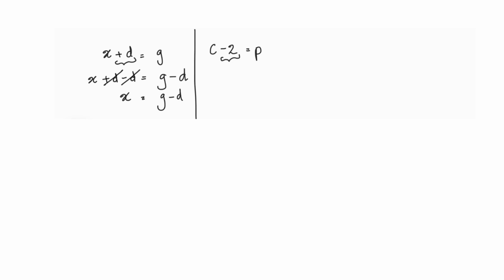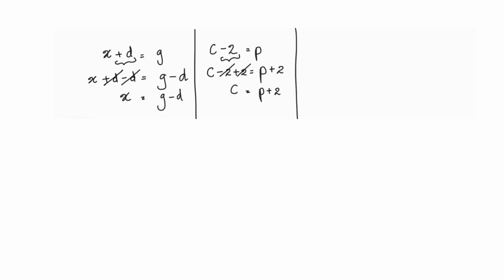So there it becomes c minus 2 plus 2 is equal to, if you do something to one side of the equation, you're supposed to do the same thing to the other side of the equation as well. So you add a plus 2 right here too. Can you see these two get cancelled out? Does this make sense? Minus 2 plus 2, so they get cancelled out. Which means c is equal to p plus 2.